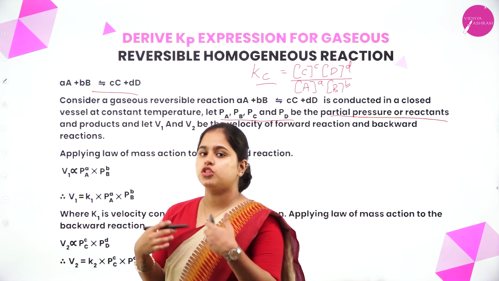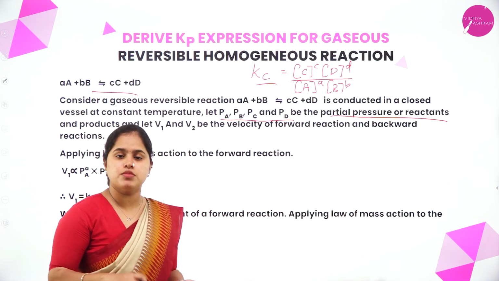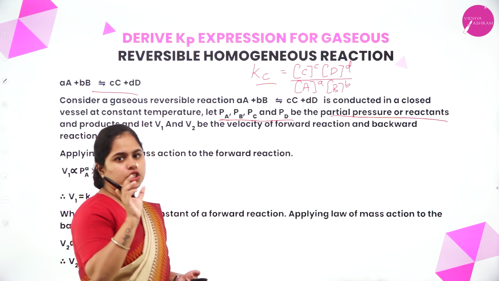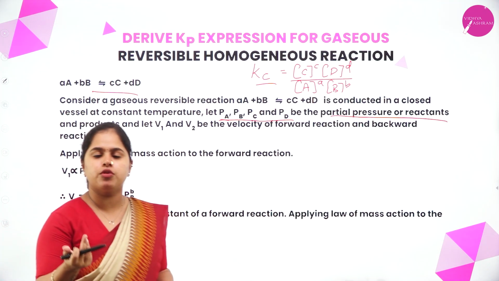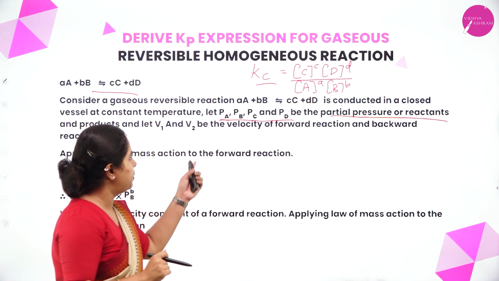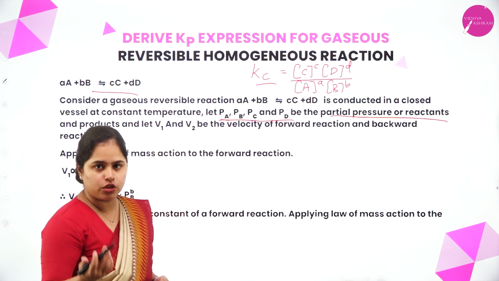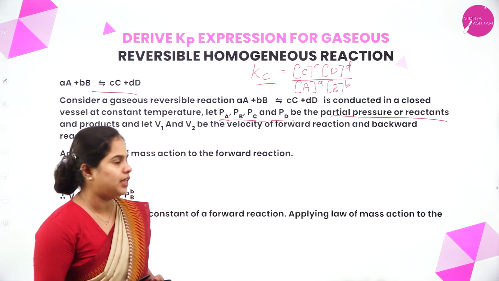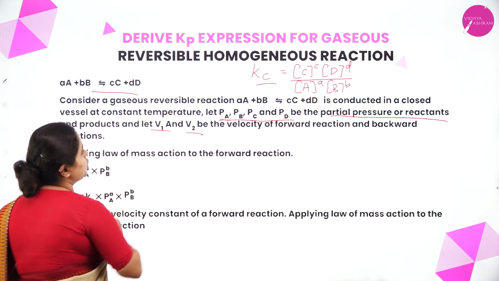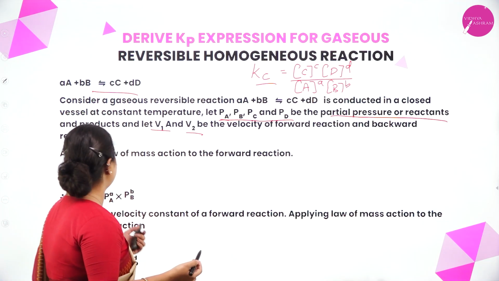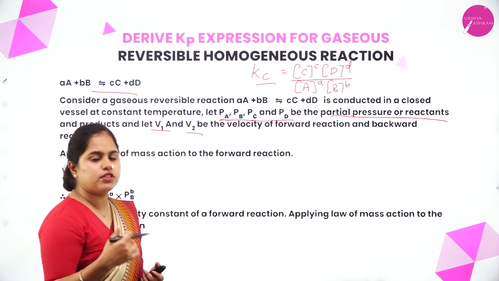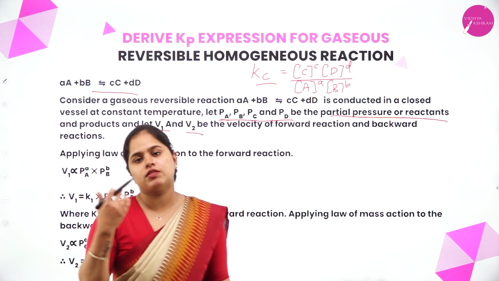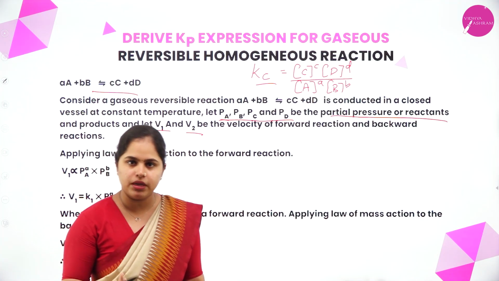So we are going to discuss in terms of pressure now. Pa will be the partial pressure of A, that is the pressure contributed by reactant A. Then Pb will be the partial pressure of B, Pc will be the partial pressure of C, Pd will be the partial pressure of D, and V1 and V2 be the velocity of forward reaction and backward reaction. So the velocity with which the forward reaction is taking place, let that be V1, and the velocity with which the backward reaction is taking place, let that be V2.